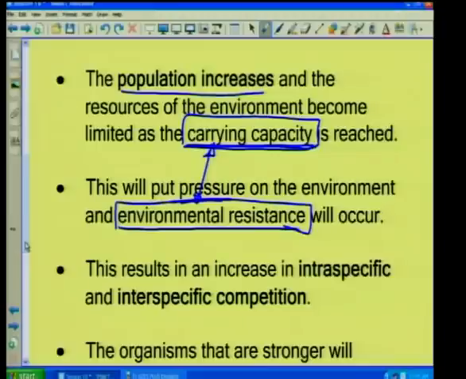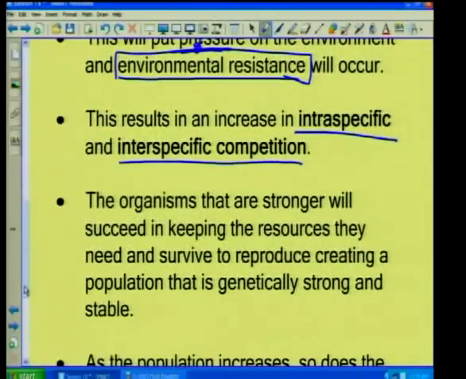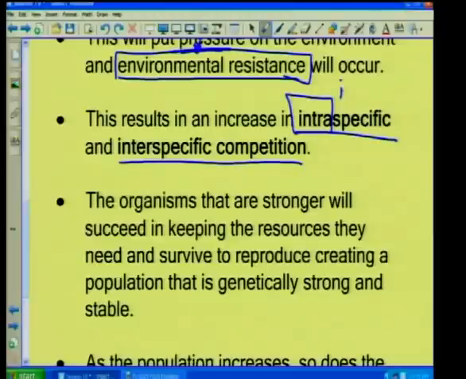The result is the increase in intraspecific and interspecific competition. Now, you look at these words and think, oh my goodness, I don't know what this means. It's easy. Intra means inside.